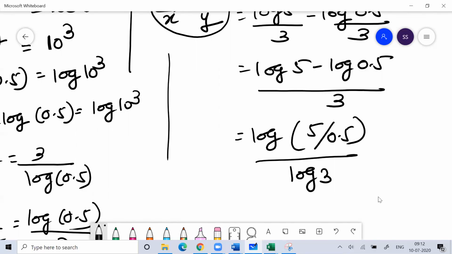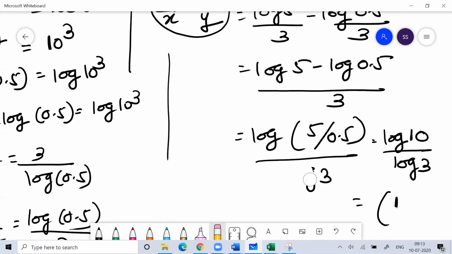So 5 by 0.5 means what? 10. So log 10 by 3. What is log 10? 1. So your final answer, sorry, this is 3, not log 3. What is your final answer? Your final answer is 1 by 3.